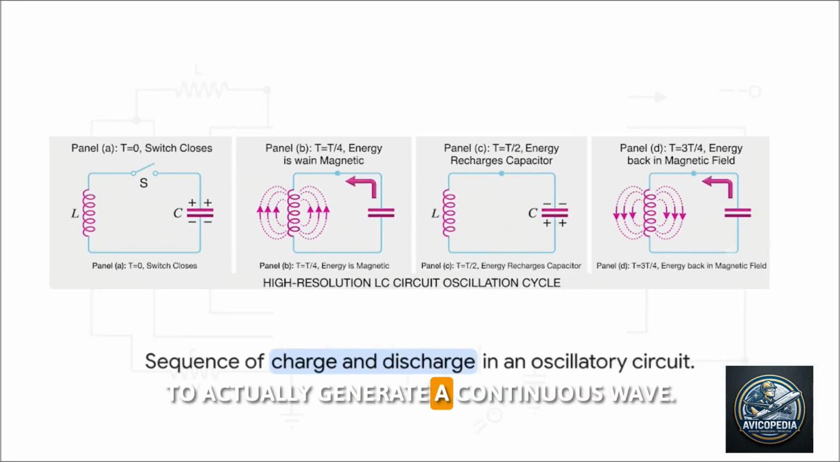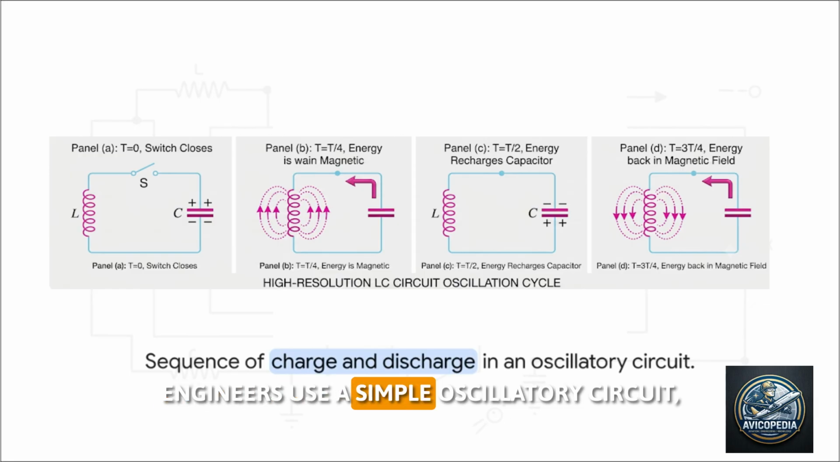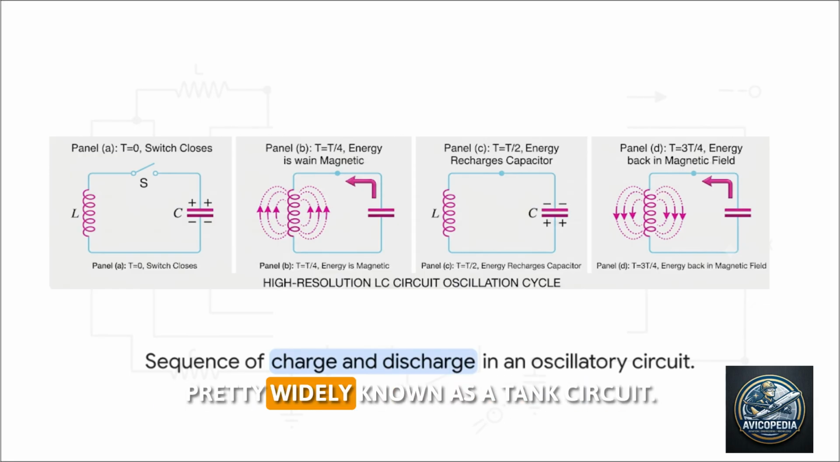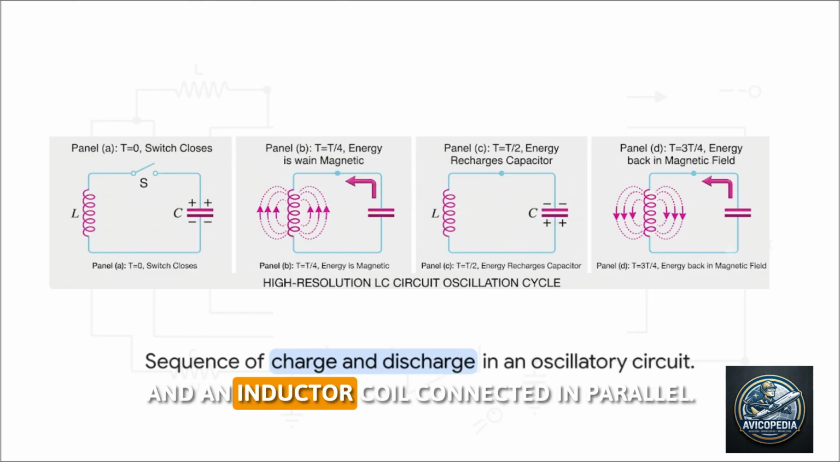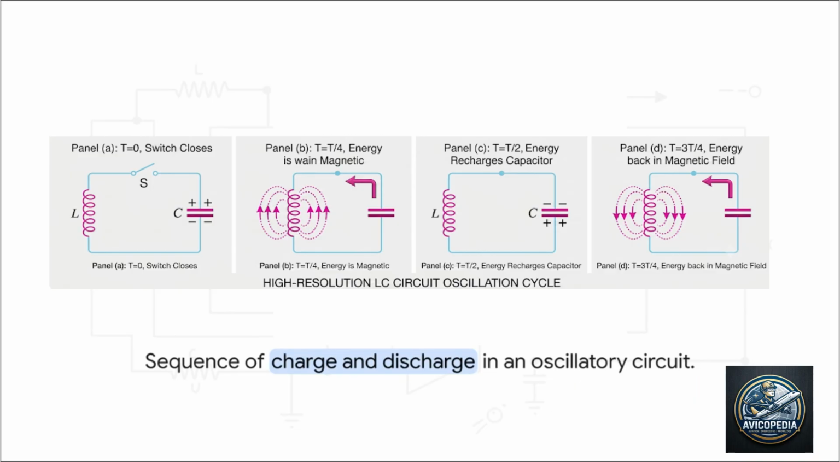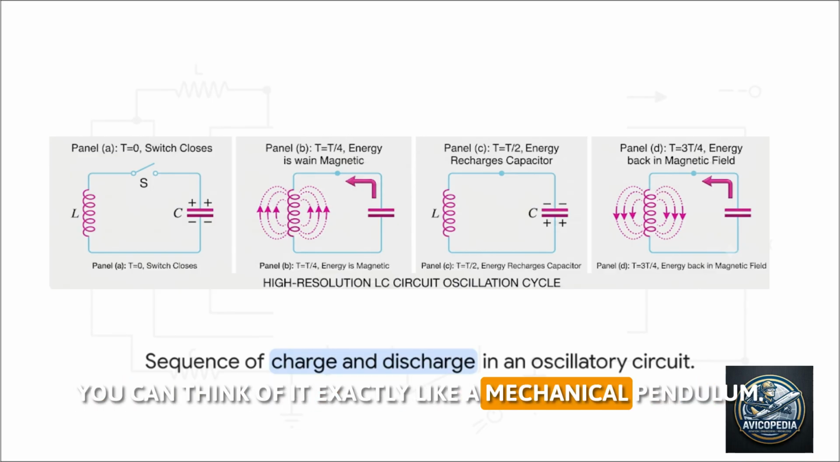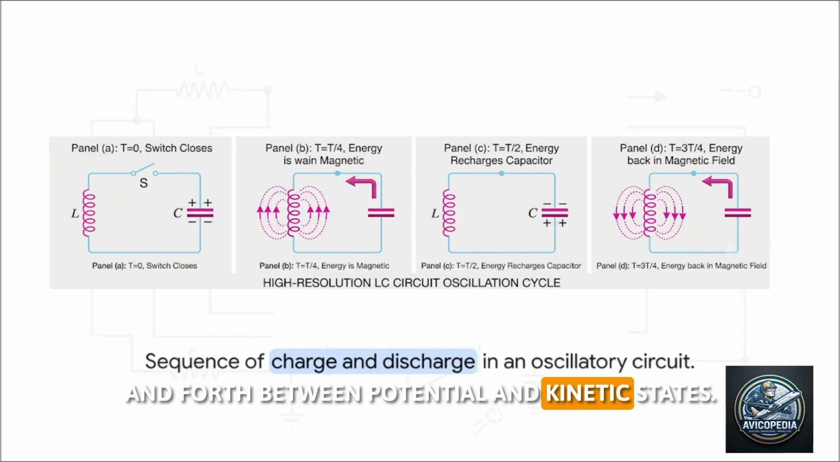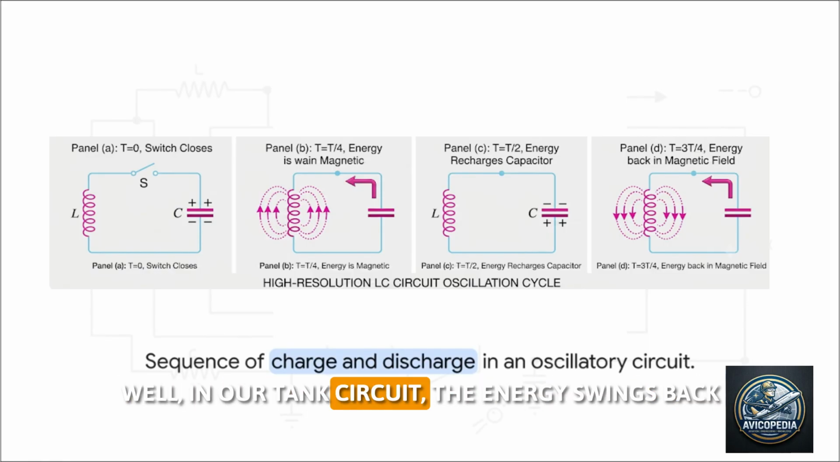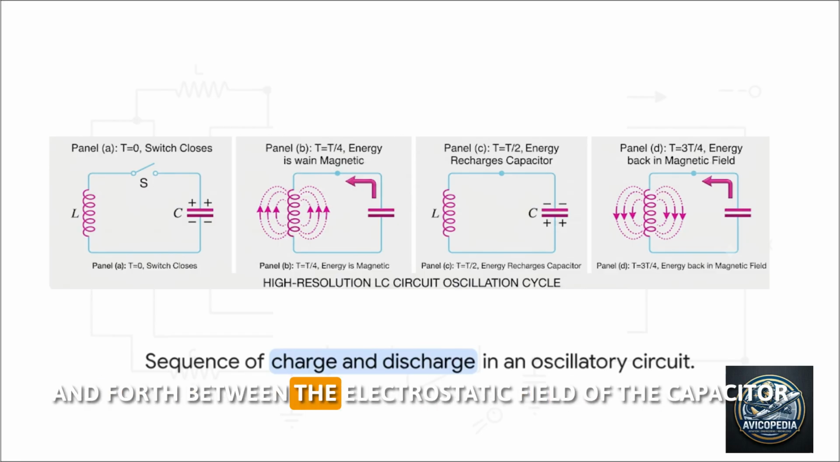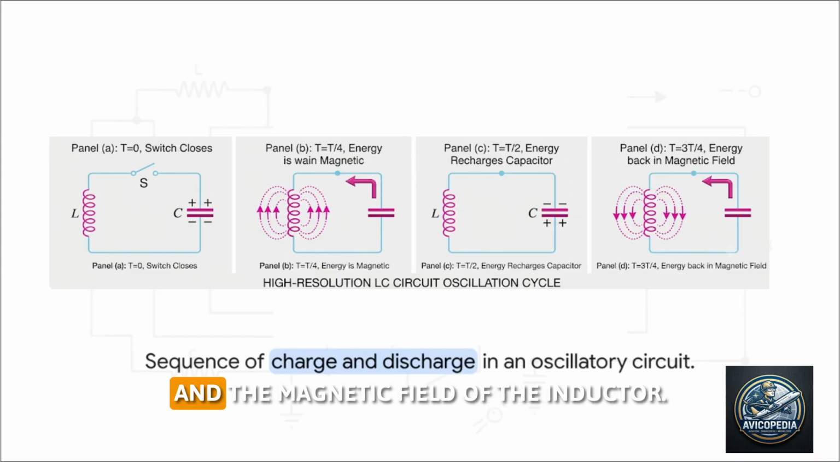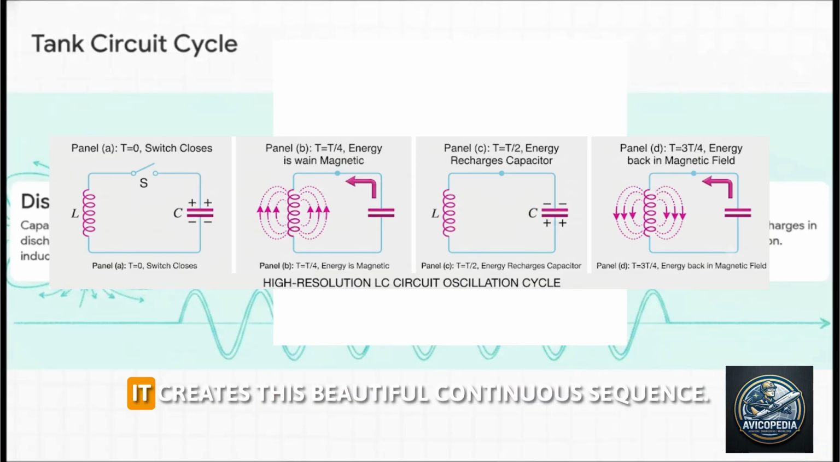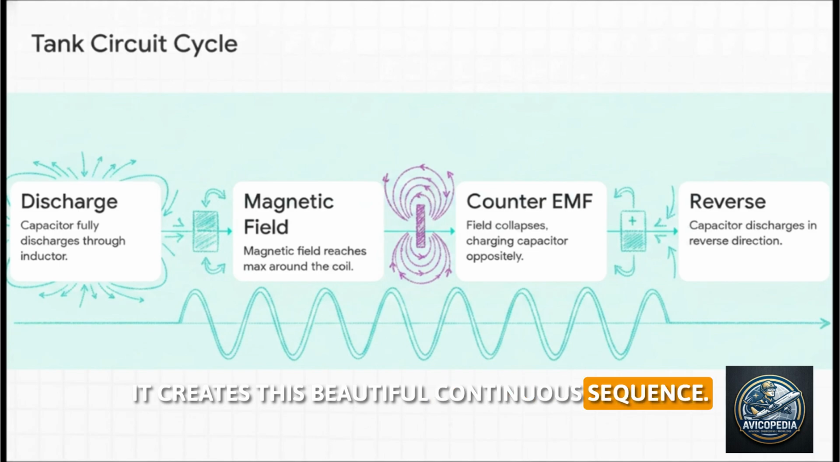To actually generate a continuous wave, engineers use a simple oscillatory circuit, pretty widely known as a tank circuit. This consists of a capacitor and an inductor coil connected in parallel. You can think of it exactly like a mechanical pendulum. In a physical pendulum, energy swings continuously back and forth between potential and kinetic states. Well, in our tank circuit, the energy swings back and forth between the electrostatic field of the capacitor and the magnetic field of the inductor.